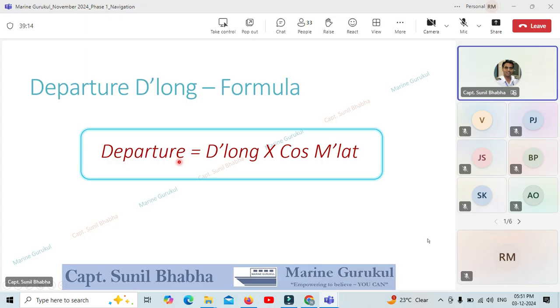Likewise, when we are reading off any east-west distance from our plot, we will always get the departure, and we will have to convert it to D long using the same formula. Any east-west distance entered in the plot should be the departure, and any east-west distance picked up from the plot should be the departure. It should be converted to D long for our use.